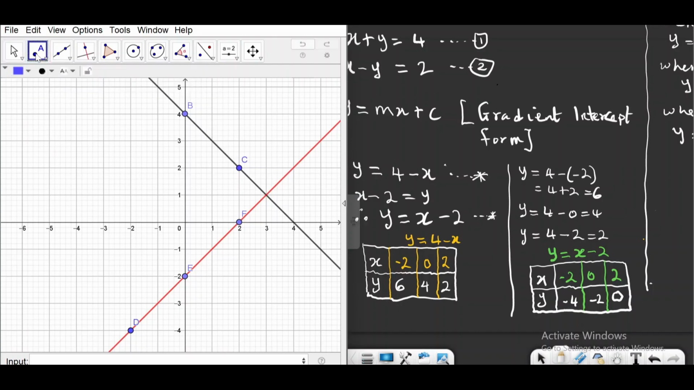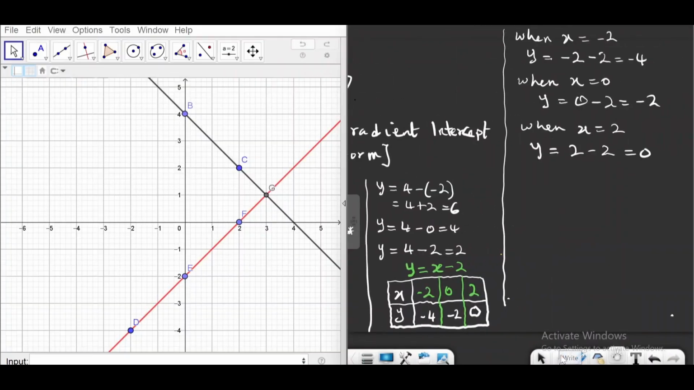Now there's a point of intersection, a point where these two lines meet. This common point G, where the two lines meet, will be the solution to this question. That is the point where x is 3 and y is 1. That will be our solution.